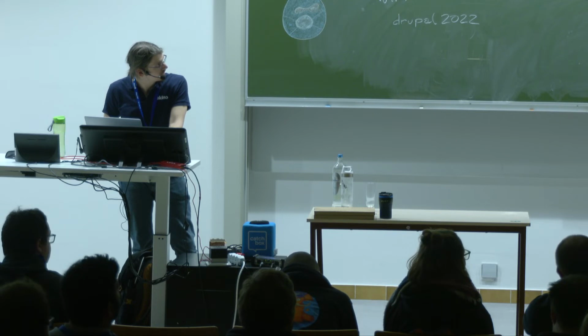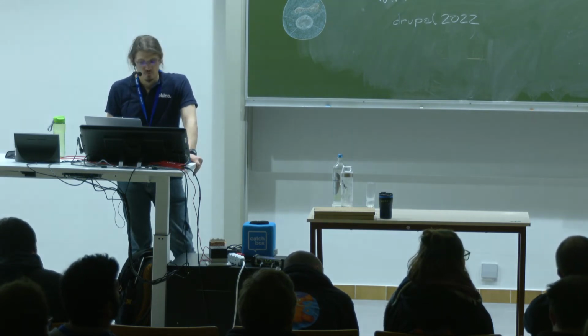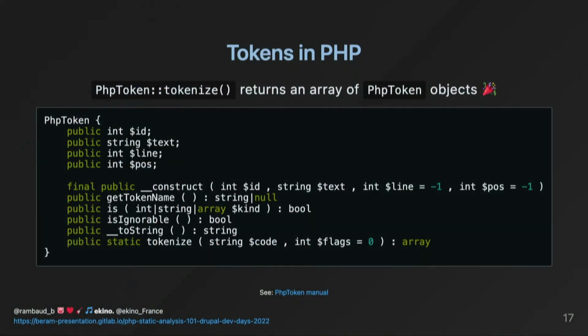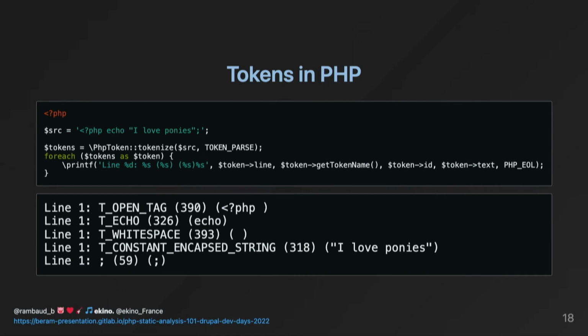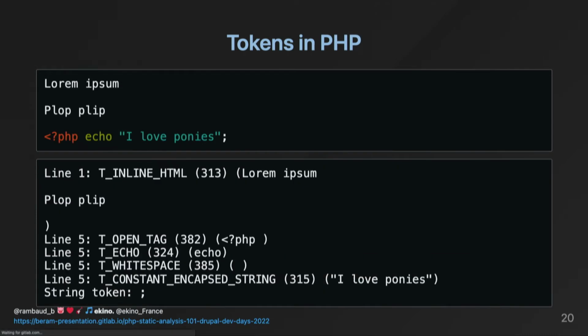Okay. Check. So it works the same as before. It's just easier to read because we know we have the ID, we have the text, we have the line. If you check one versus the other, it's kind of obvious which one is easier to read. But sorry, we are going to keep token_get_all just because it's mainly used. We still support PHP 7.4, for instance, until the end of the year, so that's life.